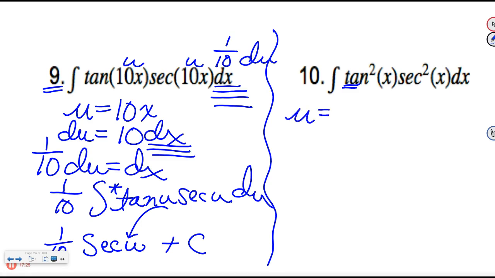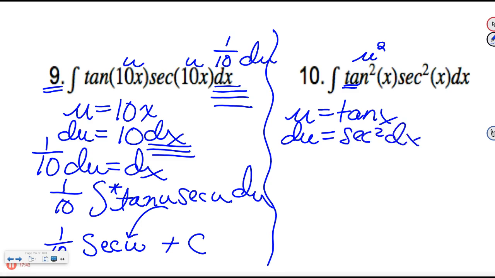I will let u equal tangent x. You might even want to go like that. I'm now sitting there with u squared secant squared x dx. So then I follow procedure. I take the derivative. What's the derivative of tangent? Secant squared, exactly. And then I look and I see, is that what I want? Yes. So this was a success. If that wasn't what I want, then I try the other one.